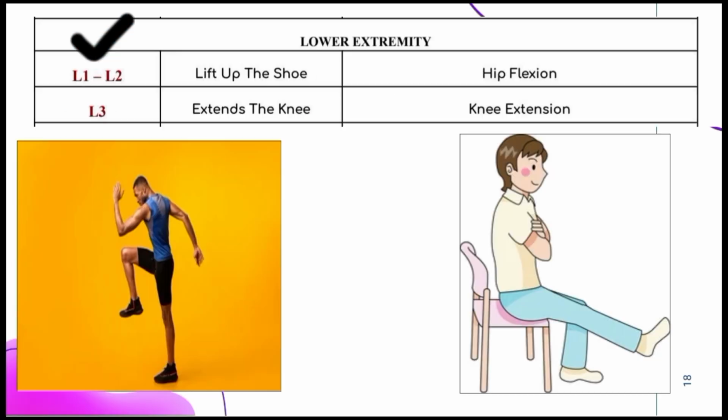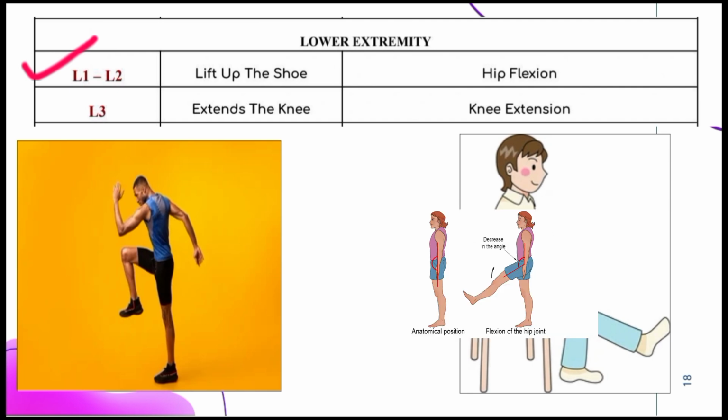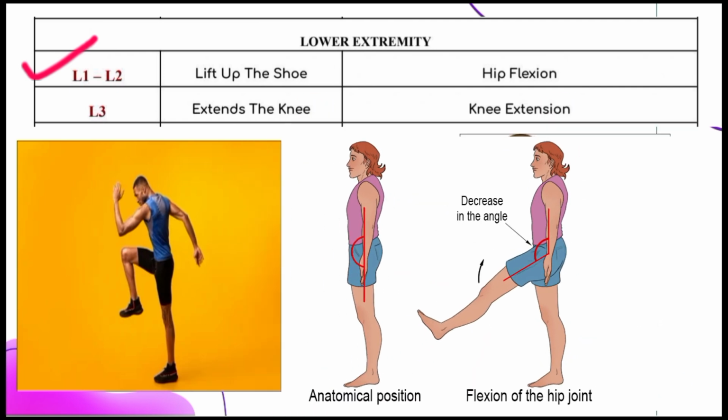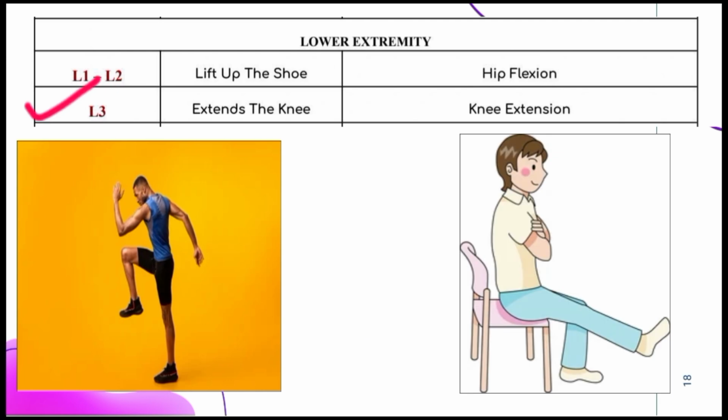Let's check it out. So first we have nerve root levels और उन nerve root level के specific movements है that are myotomes. तो यहाँ पर है हमारे mnemonic. इस mnemonic को हमको rhyme करना है with the nerve root level to remember the myotomes. So let's get started. First is L1, L2. Lift up the shoe. So for lifting up the shoe, you have to flex your hip. So it is hip flexion.